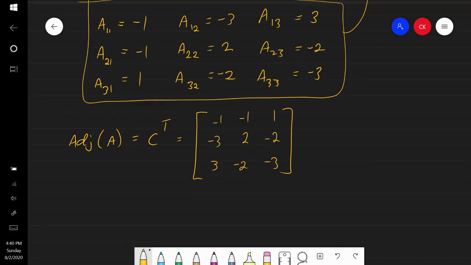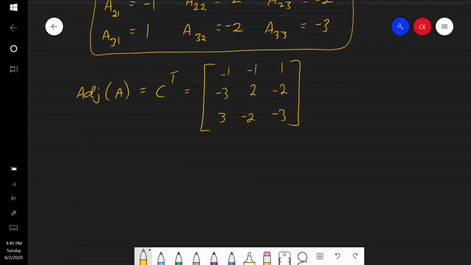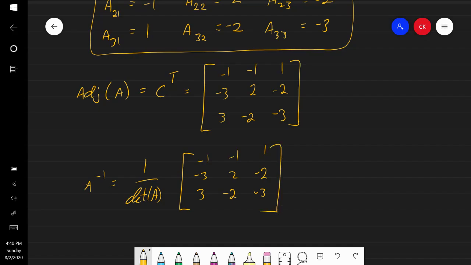So now if we know the determinant, we can use that then to figure out what the inverse is. Again, the inverse of A being equal to 1 over the determinant of A times the adjugate matrix. And there you have it. That's how we can use the adjugate to compute the inverse of a matrix A, as long as it's non-singular.